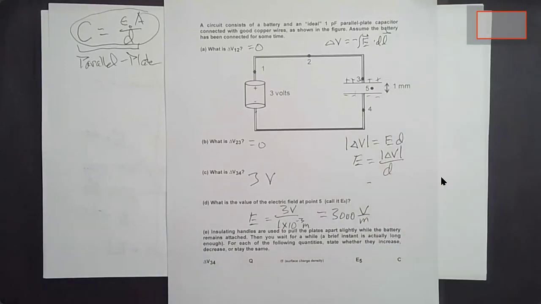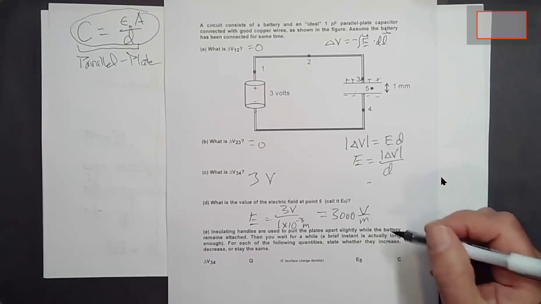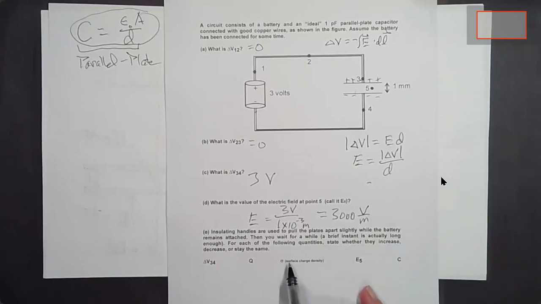Then it says, insulating handles are used to pull the plates apart slightly while the battery remains attached. Then you wait for a while, and in actuality, a brief instant is long enough to pick up your pencil. And then for each of the following quantities, state whether they increase, decrease, or stay the same.